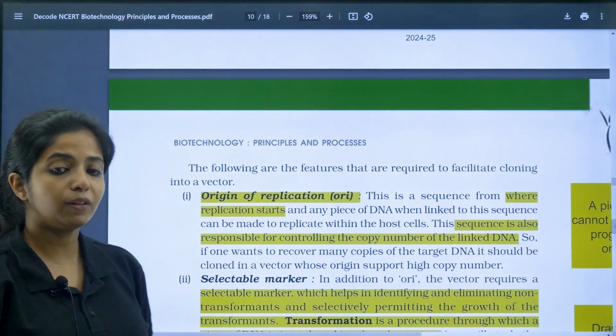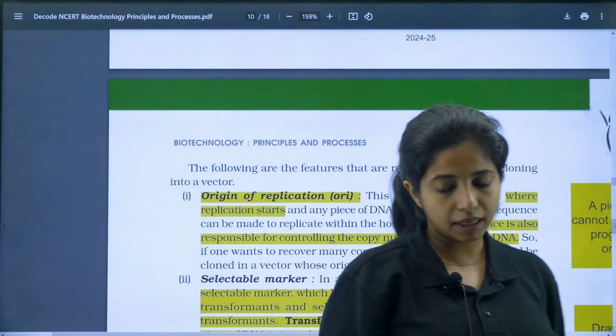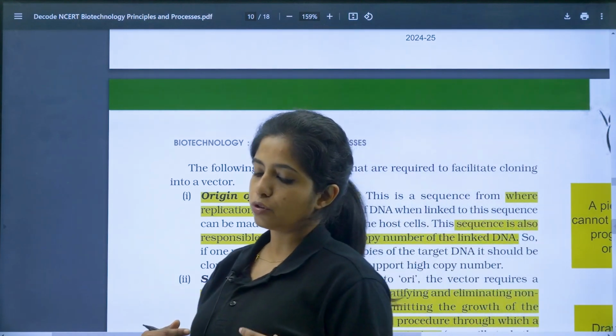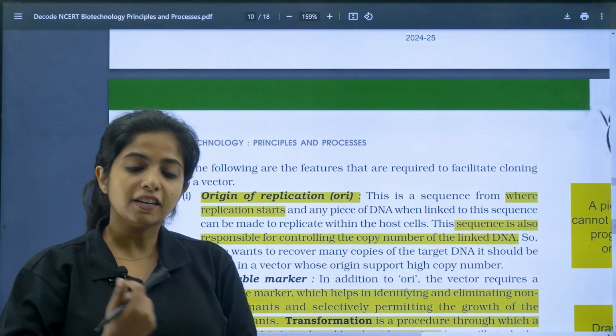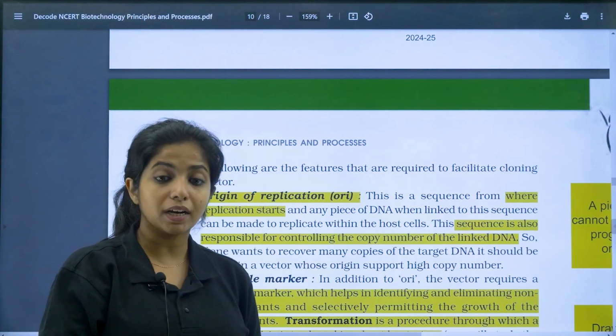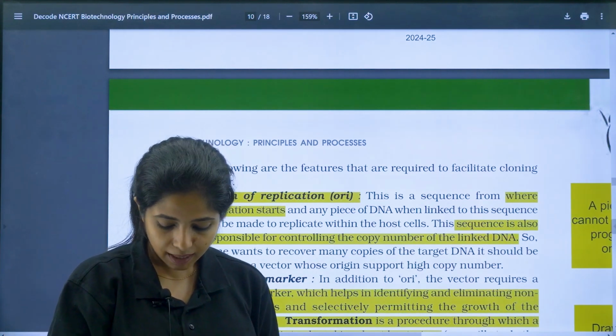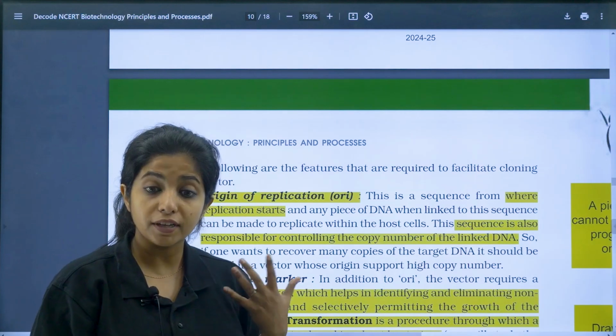Okay, now talking about the vector. You spoke about how you separate with the help of electrophoresis. You also spoke about restriction enzyme. Now it's time for the vector. The vector is the one that will be carrying the gene of interest. So what all features should it have?